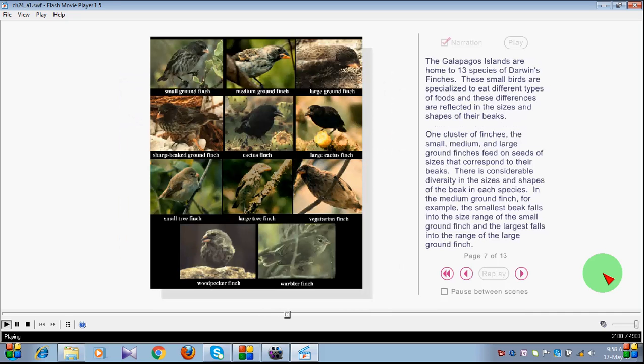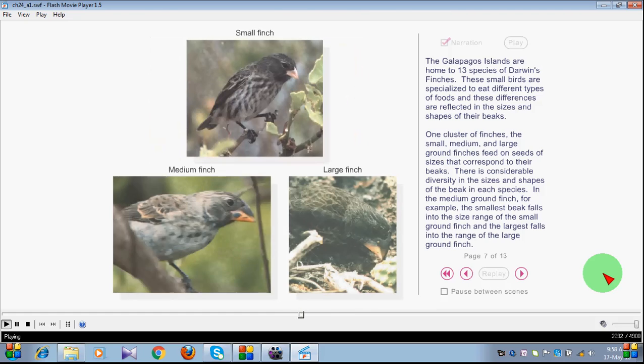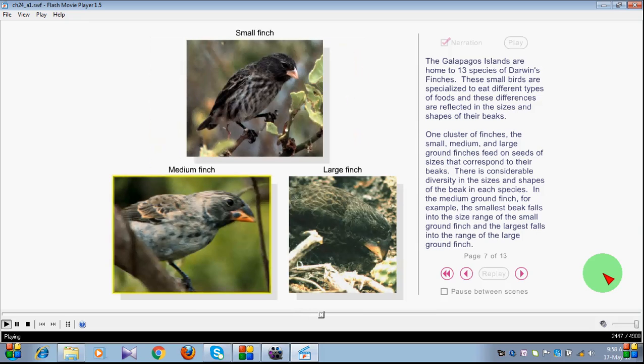These small birds are specialized to eat different types of foods, and these differences are reflected in the sizes and shapes of their beaks. One cluster of finches, the small, medium, and large ground finches, feed on seeds of sizes that correspond to their beaks. There is considerable diversity in the sizes and shapes of the beak in each species. In the medium ground finch, for example, the smallest beak falls into the size range of the small ground finch, and the largest falls into the range of the large ground finch.